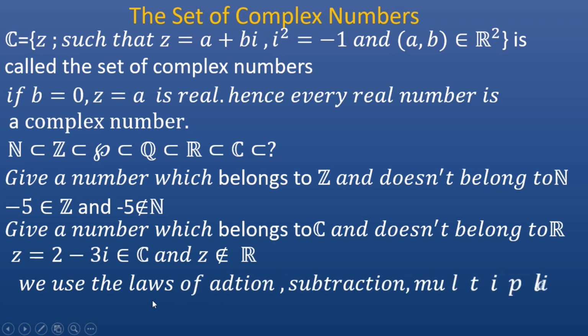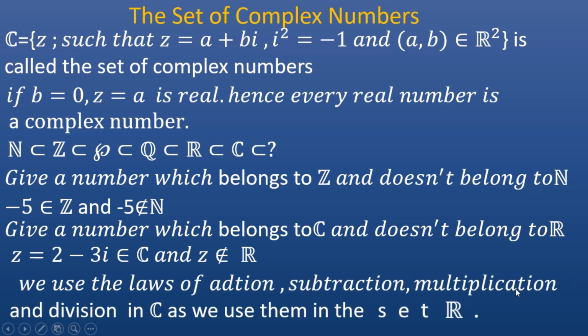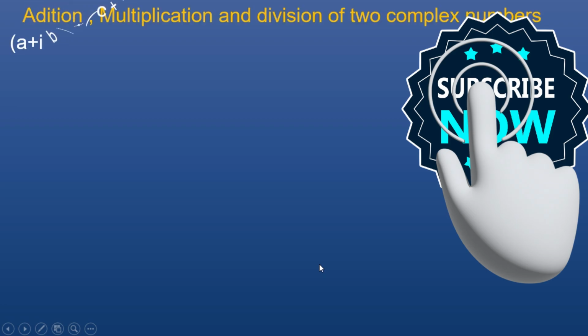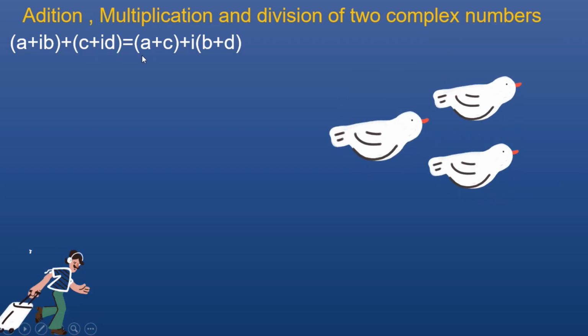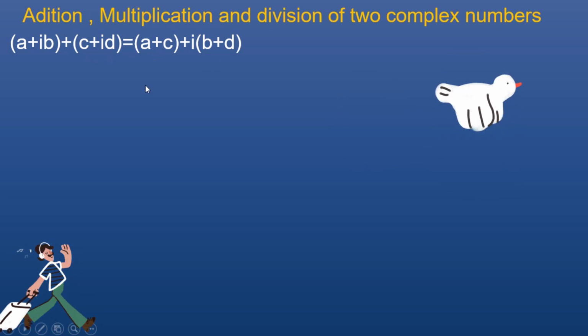We use the laws of addition, subtraction, multiplication, and division in C exactly as we use them in the set R. Okay. How? Let us see. How to add a plus ib and c plus id? A plus c, i common factor, b plus d.